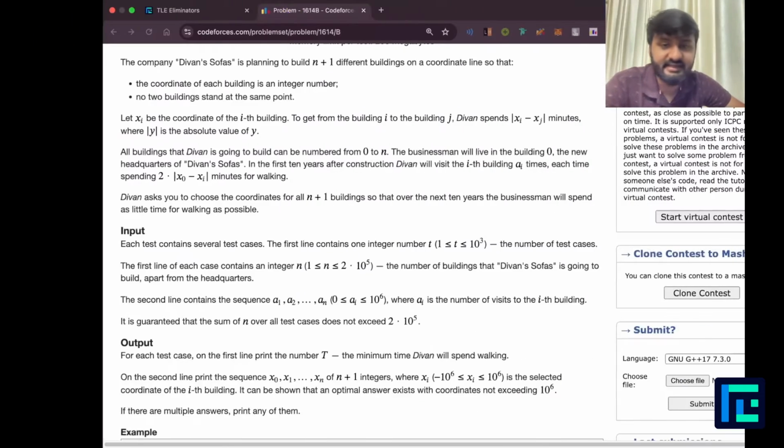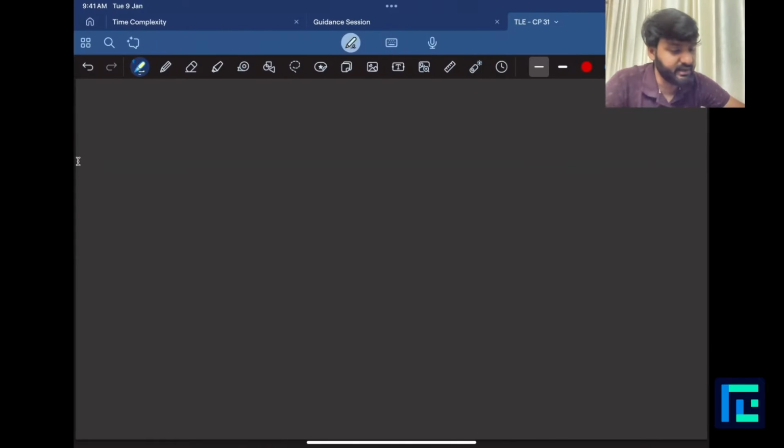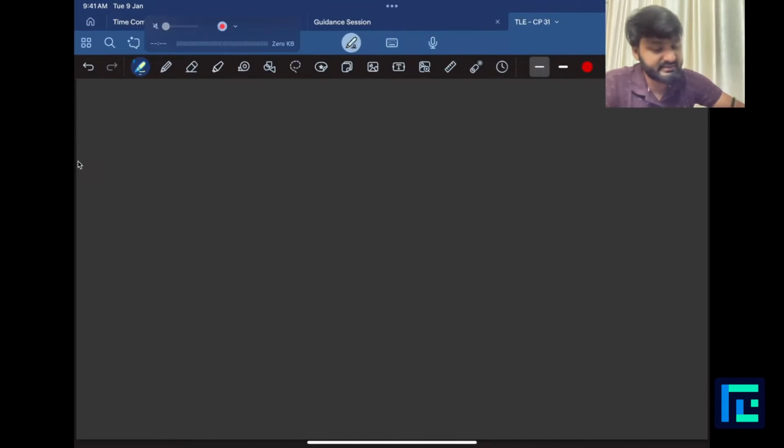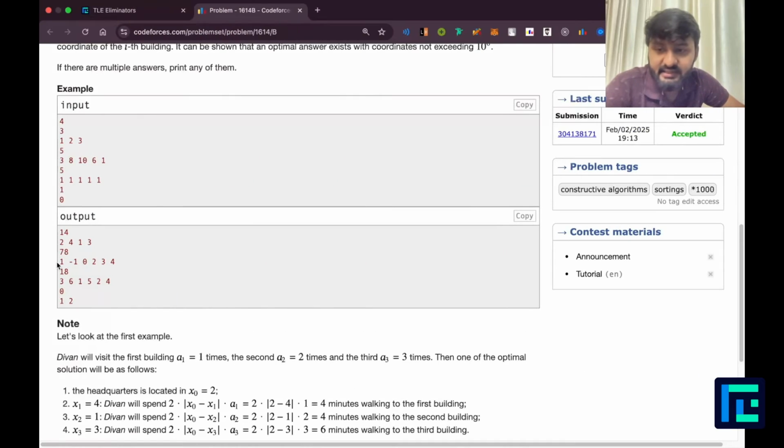Let us quickly see a test case and understand what the placement is over here. Let's take this second case, 3, 8, 10, 6, 1 and 5. This means there are 5 buildings I want to construct, and I'm going to visit the first building 3 times, the second building 8 times, the third building 10 times, the fourth building 6 times, and the fifth building 5 times. Now what is the answer? The answer over here is 78, that is the total time taken, and they are also asking what arrangement you follow to do that.